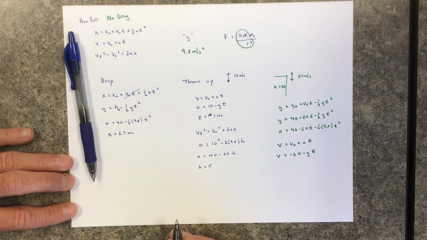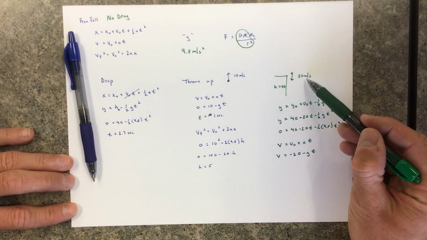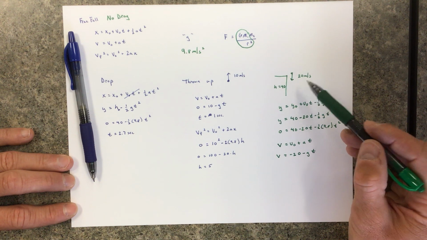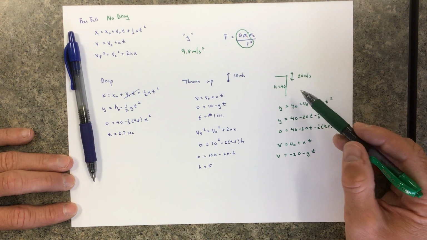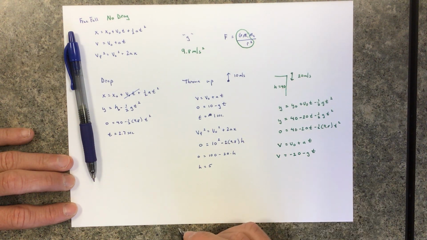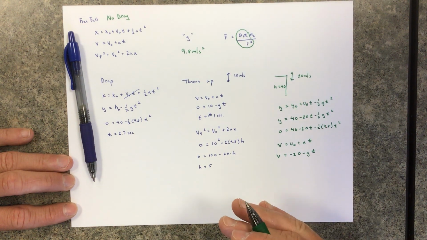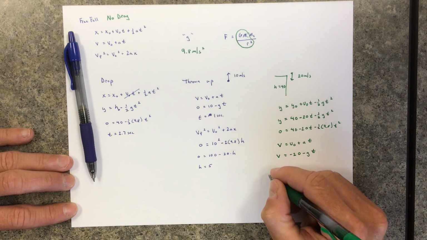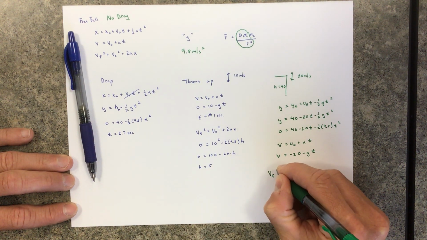Again, if I want to know how fast I was moving after 1 second, it's going to be really close to 30. I started at 20, and I know what gravity does. Gravity speeds me up at 9.8 meters per second every second. So if I plugged in 1 here, of course I'm going to get something like negative 30 meters per second down. If I use the v squared equation.